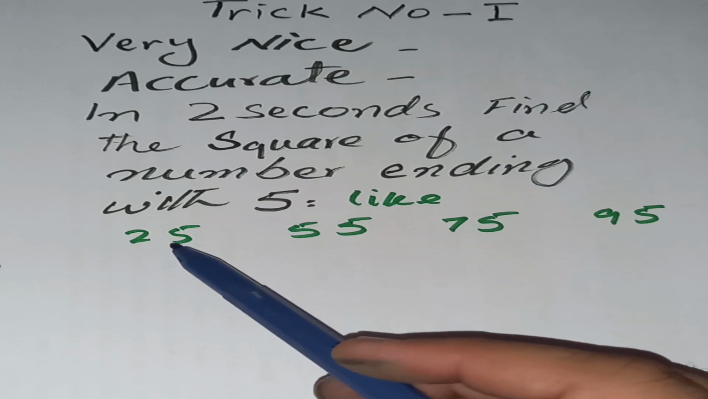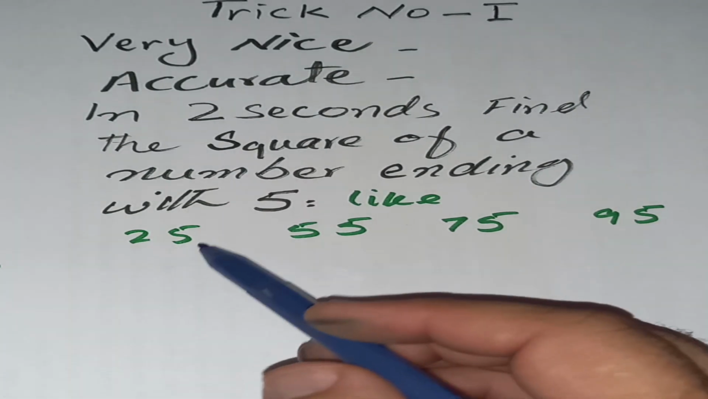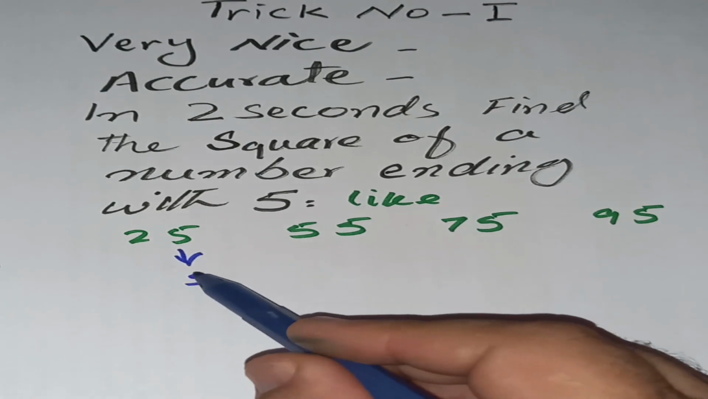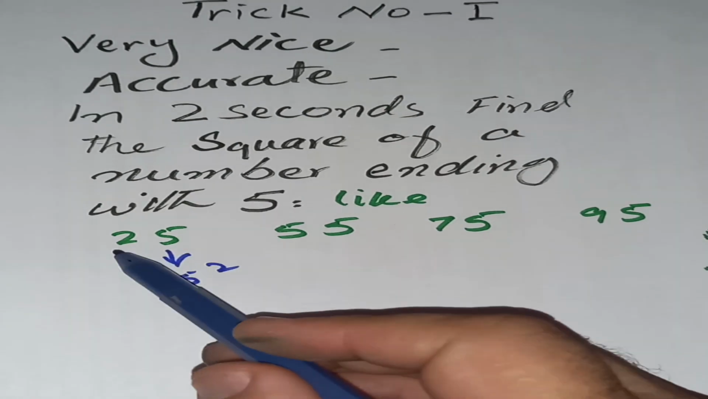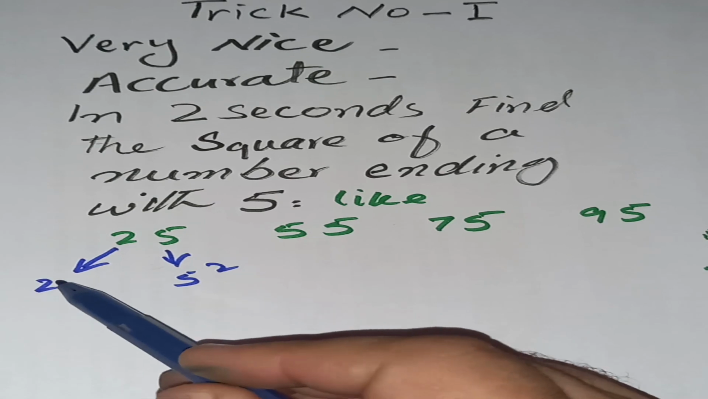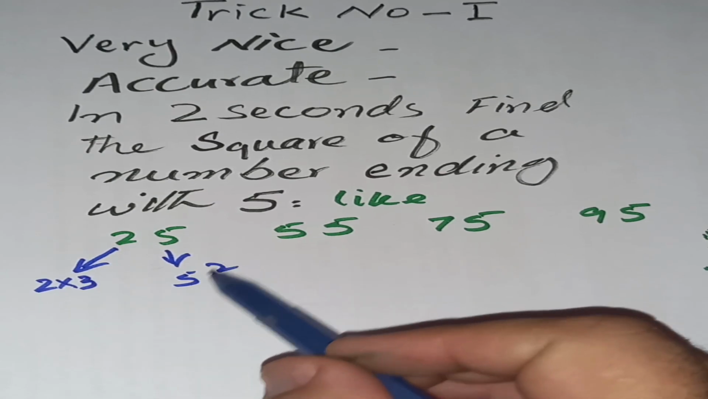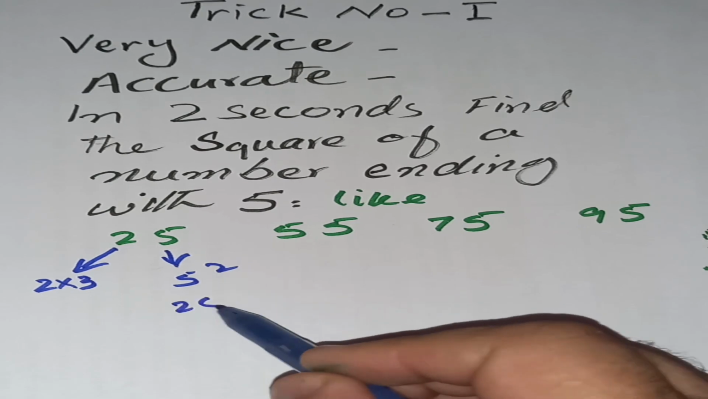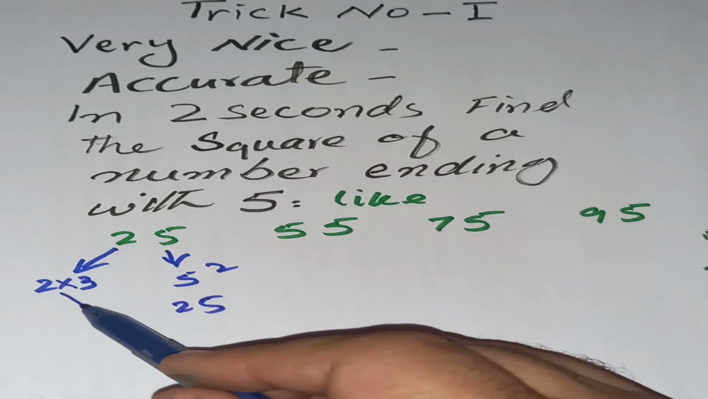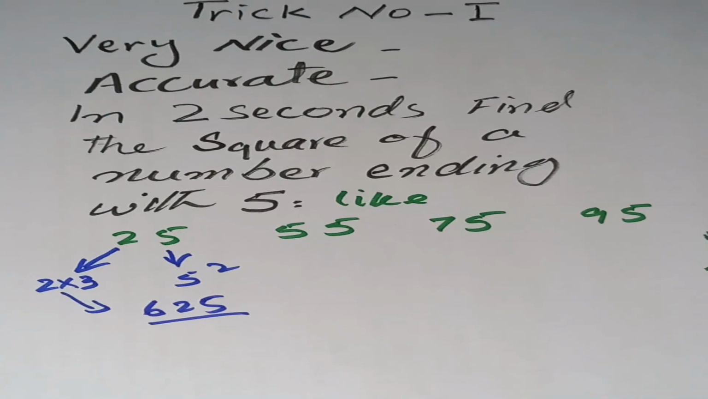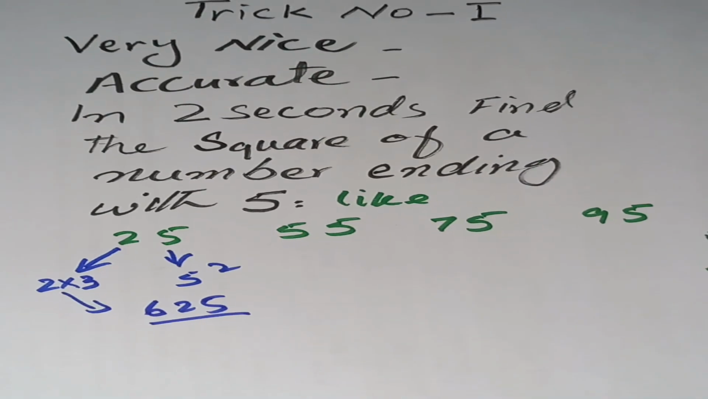Let's say 25. First take the square of 5, then take the 2 along with its next number 3 and multiply these two. The square of 5 is 25, and 3 twos are 6. So write 6 in front, and that is the square of 25: 625.